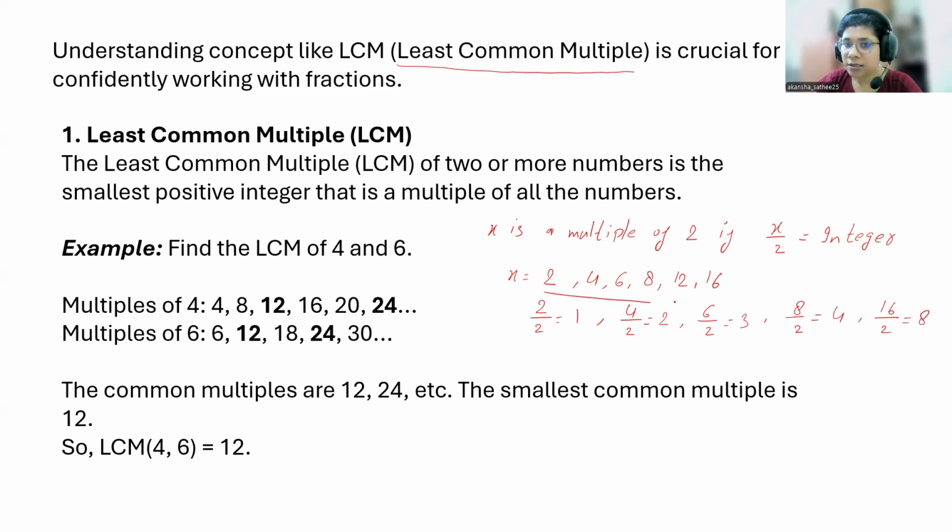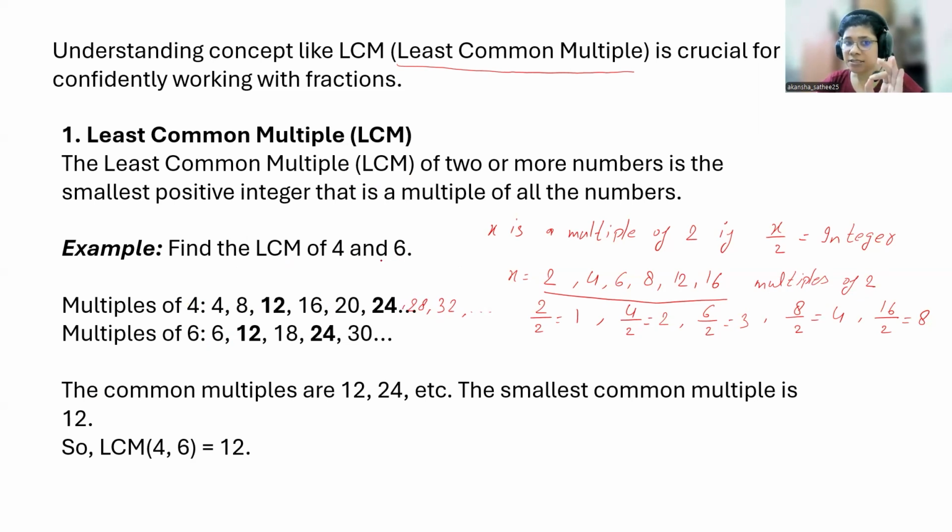So these are the multiples of 2. Similarly, 4, 8, 12, 16, 20, 24, etc., then 28, then 32. These are the multiples of 4. Similarly, since we want to calculate the least common multiple of 4 and 6.